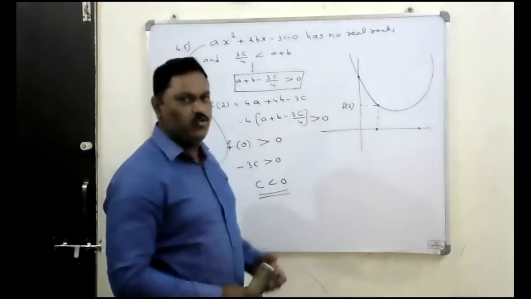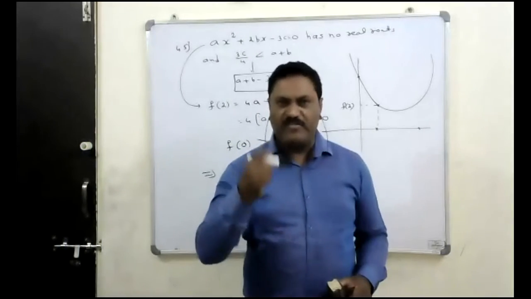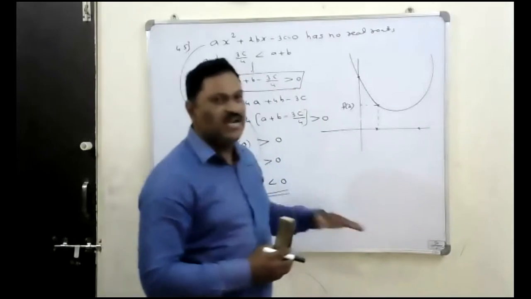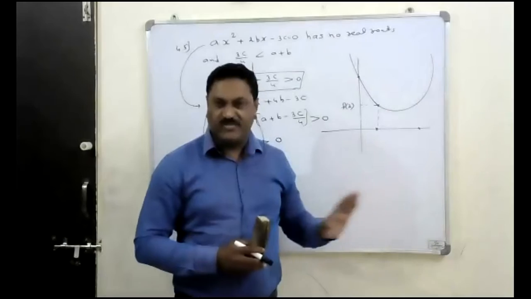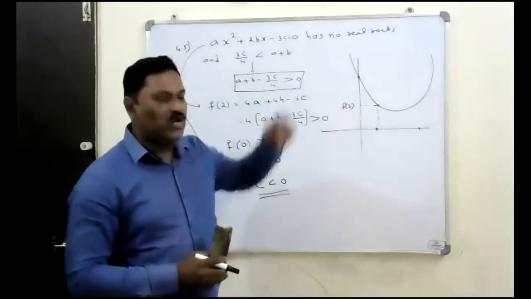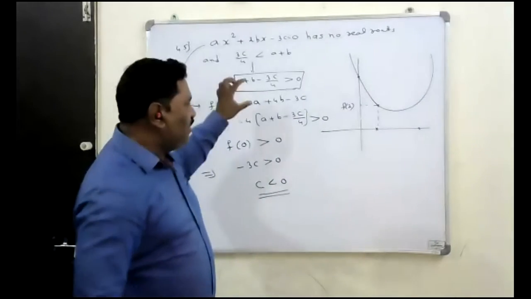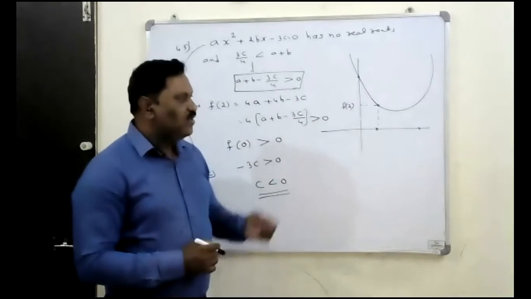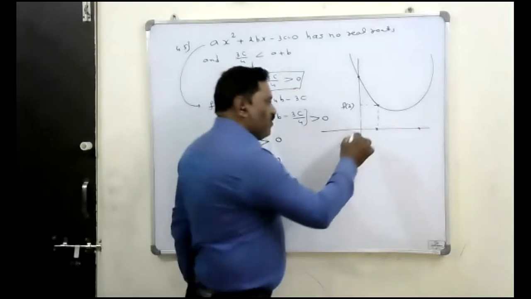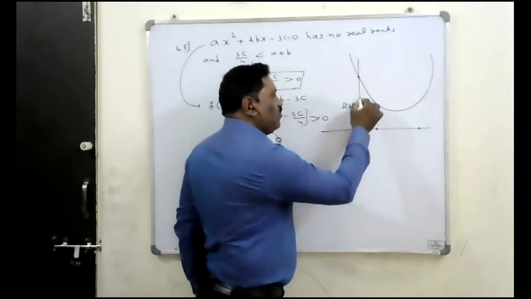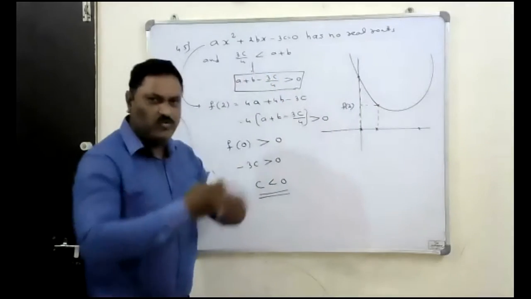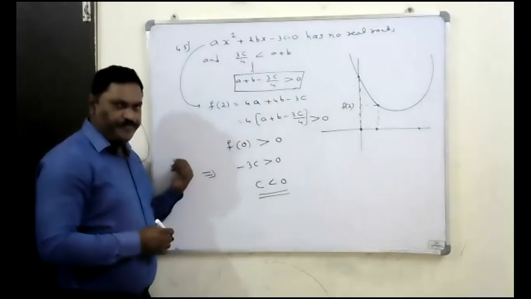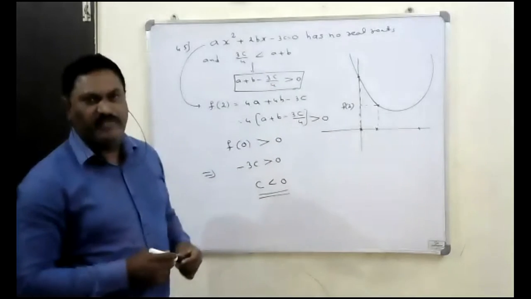F of 2 is positive means if we keep x equal to 2 in the given equation, it gives a positive value. That means compulsorily the entire curve should lie above the x-axis only. So from this condition we have identified the position of the graph of the given expression. Now, f of 2 is positive, so for all values, even if I keep x equal to 0, it has to give a positive value only.